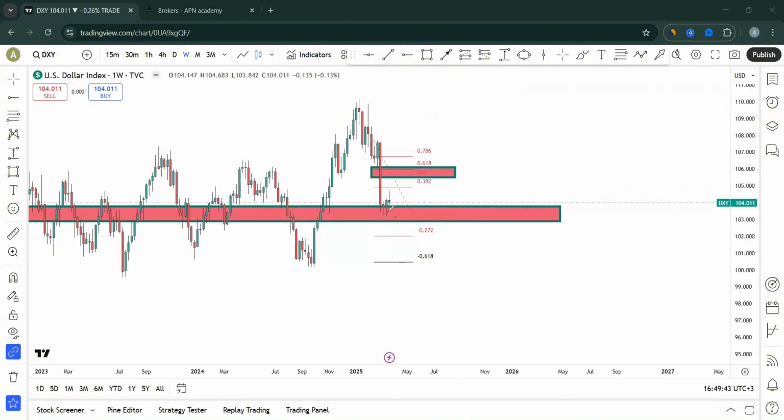Even this support here can be broken, okay? Where we are, it can easily be broken before even reaching here. So when it is broken, this becomes resistance and then we can continue. I don't want you guys to cram, okay?